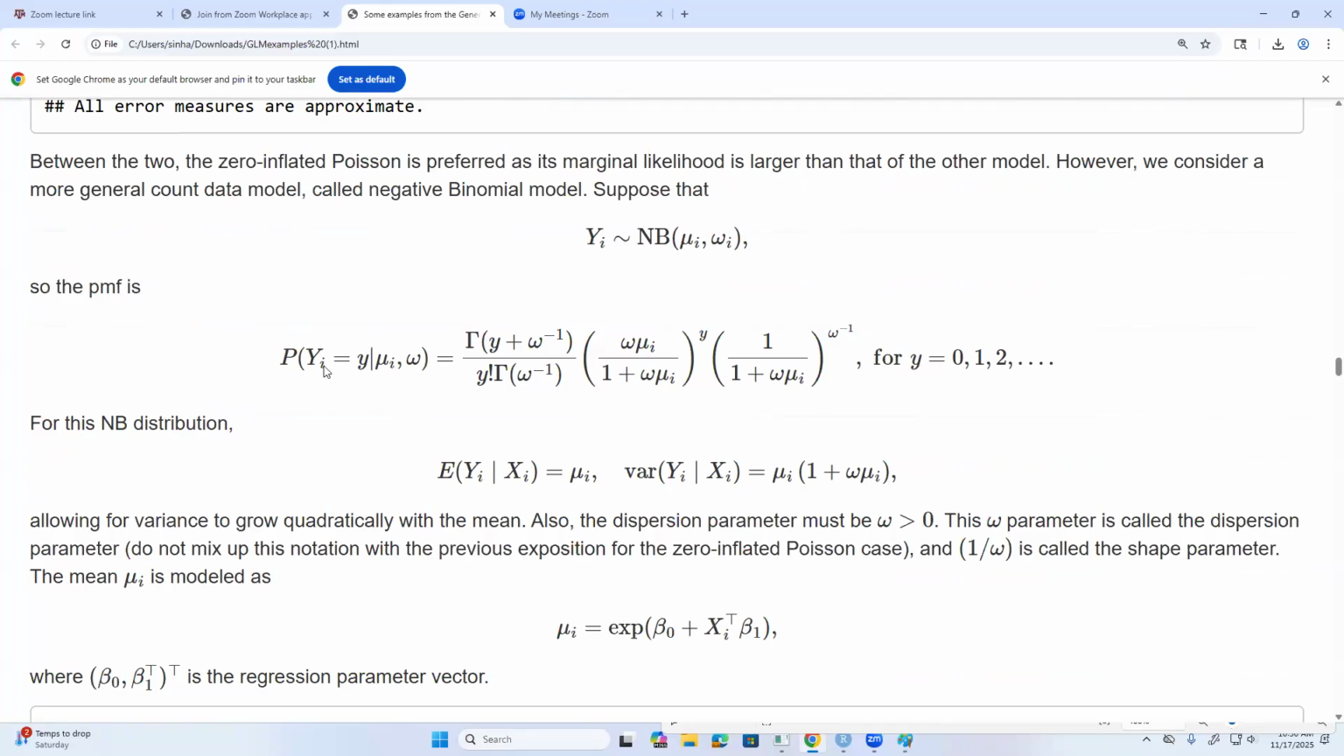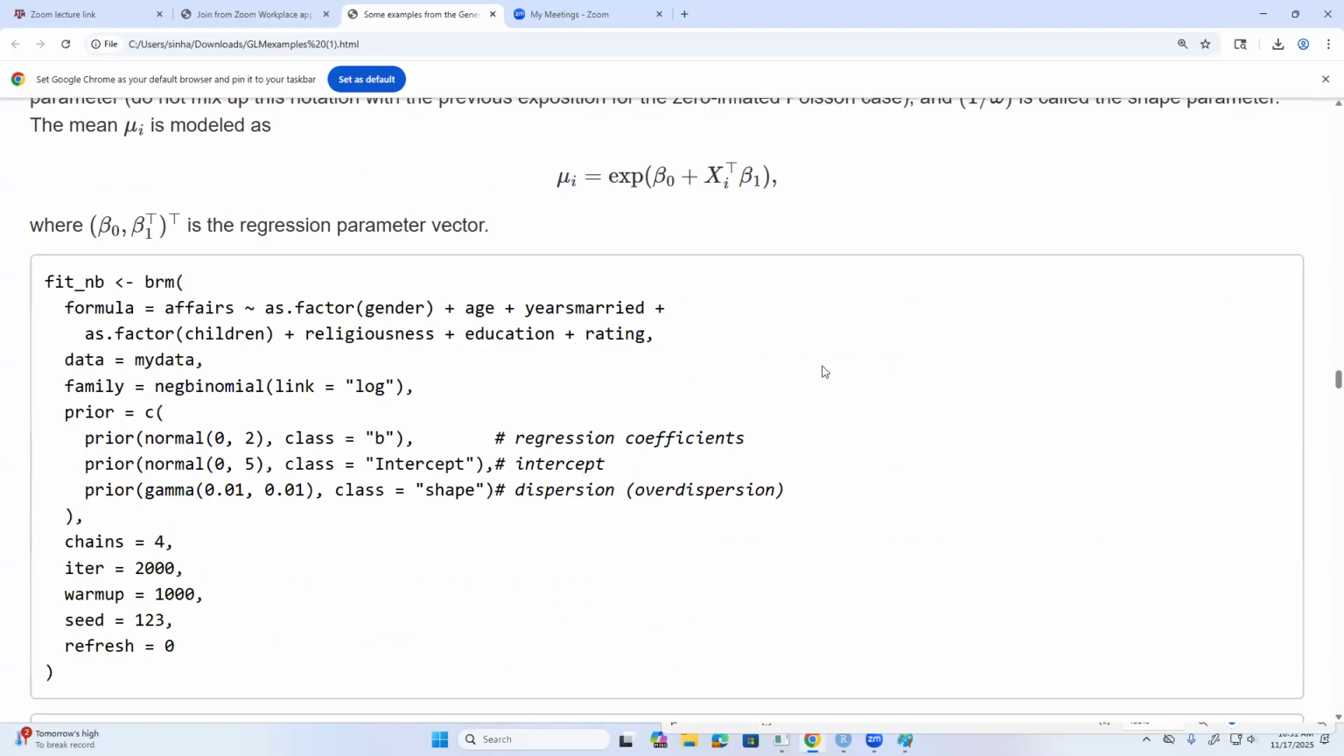And what is the probability that capital Yi equal to little yi equal to 0? You just replace this little y by 0, then the first two terms disappear, right? This to the power 0 means 1, and here it is 0, 0 factorial, everything cancels. You only have 1 over 1 plus omega times mu i to the power omega inverse. This will remain. And that is the probability yi equal to 0 under the negative binomial distribution.